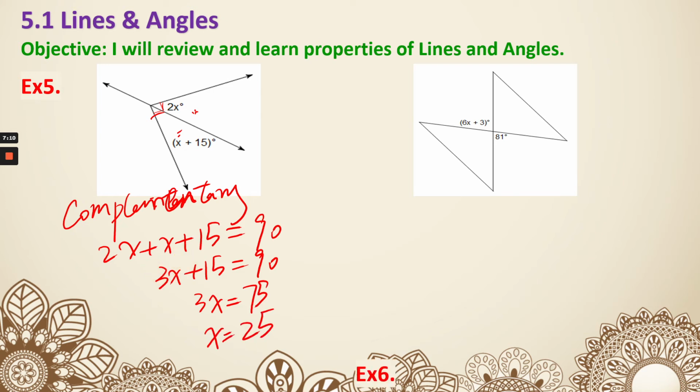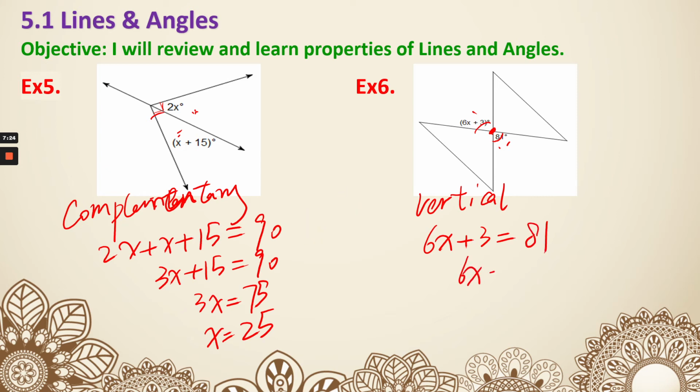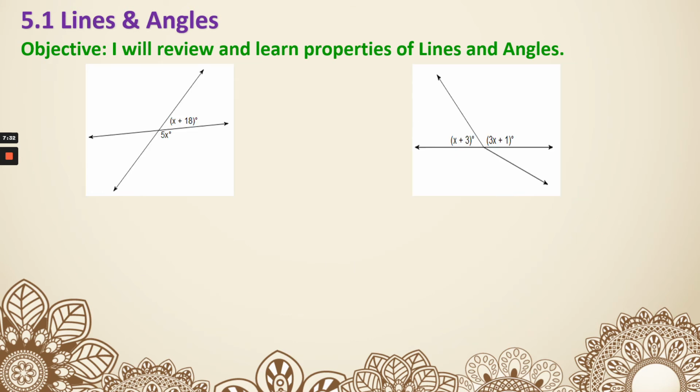Next, example 7. These two angles form the straight line, so they are supplementary. That means they add together to equal 180. 6x equals 180 minus 18, that is 162. X equals 27.